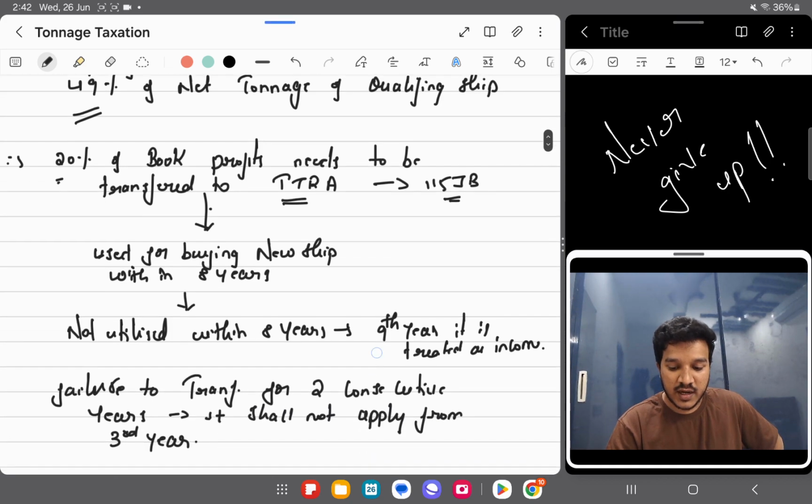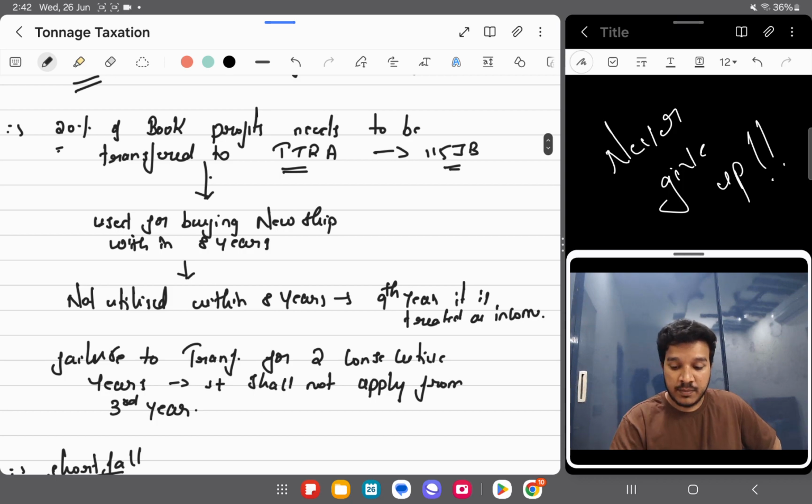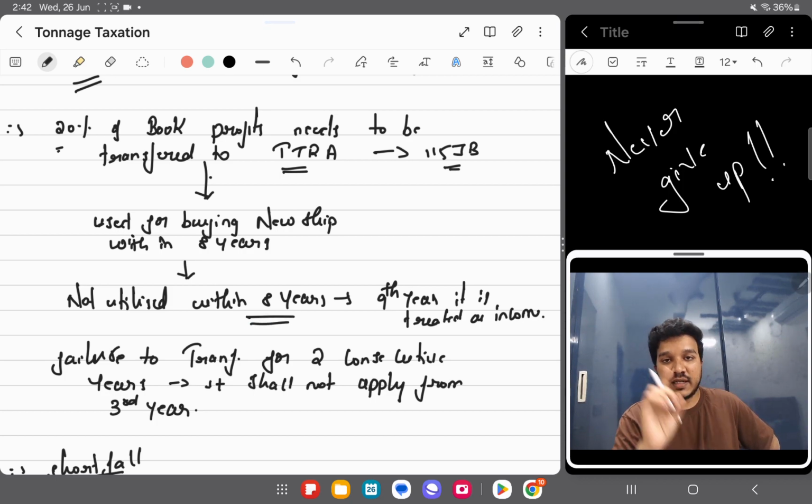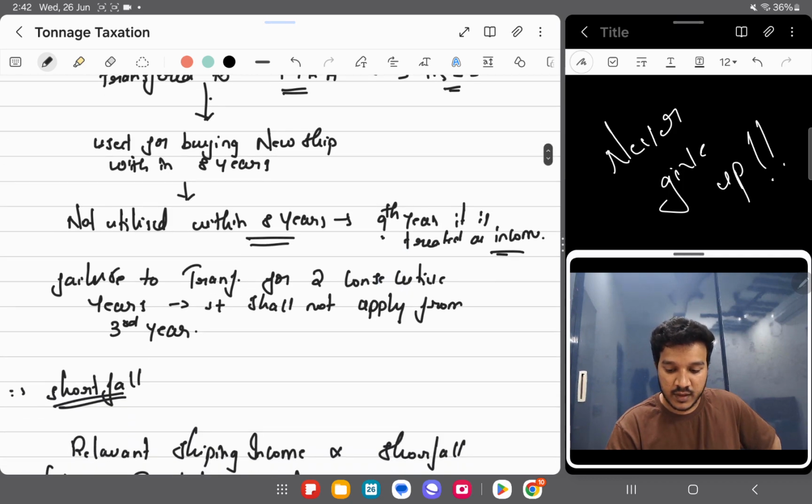ठीक है, now you have not used. Up until even within 8 years you have not utilized that amount, then in the 9th year that will be deemed as income. ठीक है, in the 9th year that will be deemed as income.